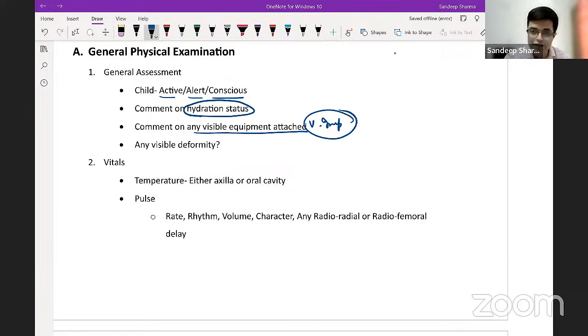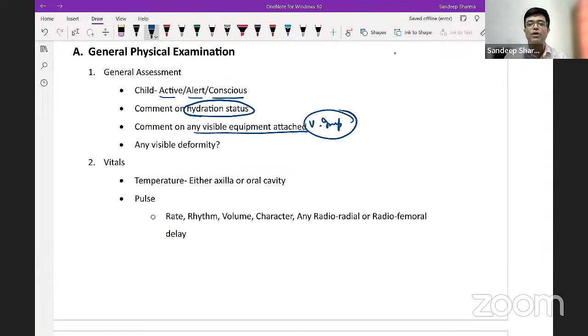You will take the entire history well, examine well. The examiner in the end will tell you, you did well, but why did you not comment upon this bandage which the child is having here? And then you will realize, okay, I could have got good numbers, but now I will barely be passing only because I did not mention it.